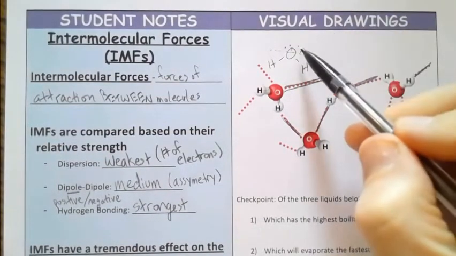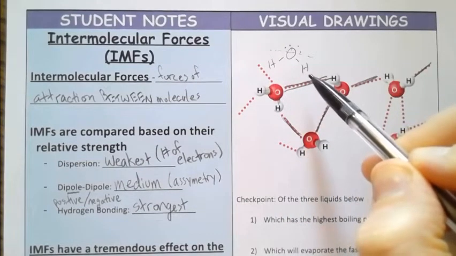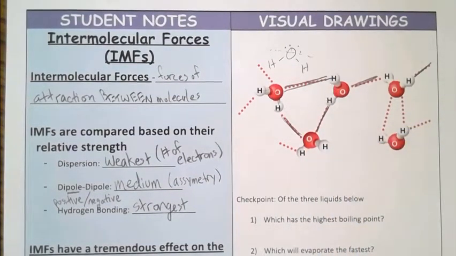So the fact that we've got this large region of electrons up here and not so many down below, due to its asymmetry, is what causes it to have a dipole force.